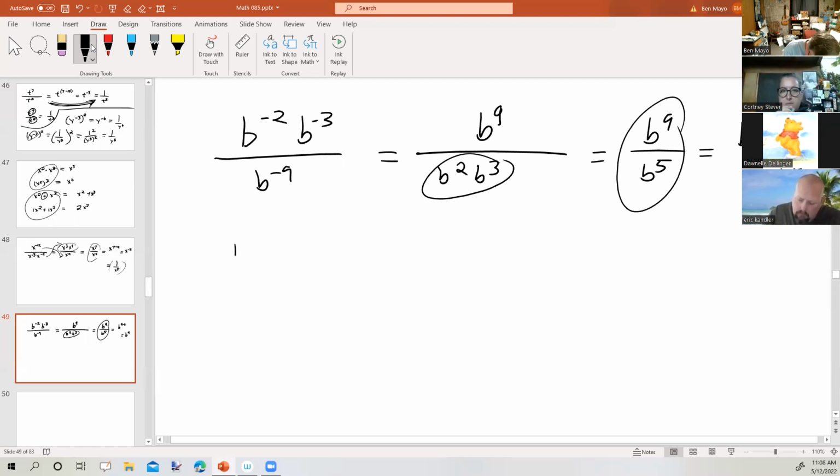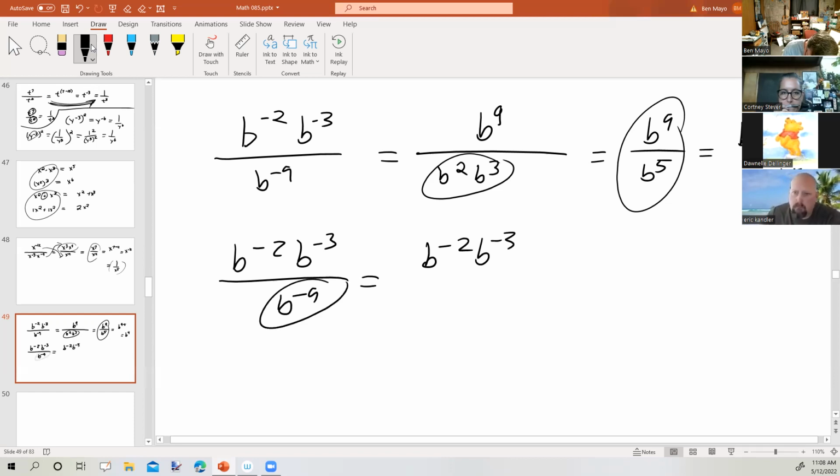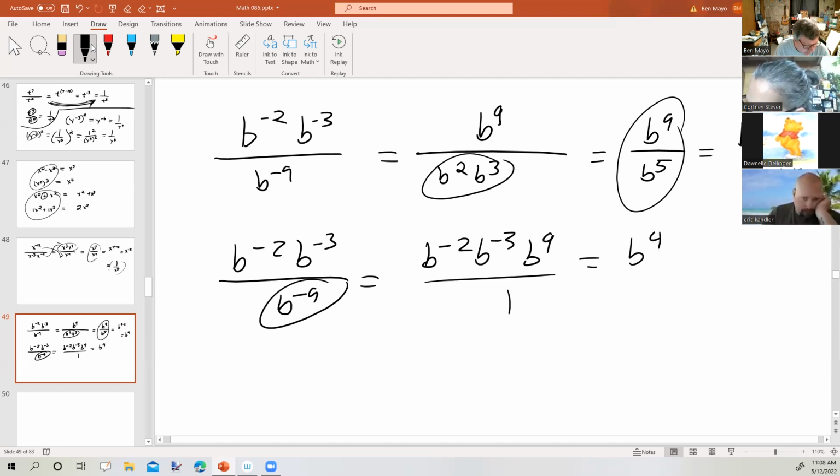However, we could also do this problem this way. I could leave the stuff up top and just take this and move it upstairs, which would make it positive. But now I'm multiplying powers with the same base, so add the exponents. What's negative 2 plus negative 3? That would be negative 5, plus 9 would be positive 4. Again, whichever way you feel most comfortable with. So you've got some options, but you've got to make sure that you're not breaking the rules when you use your options.